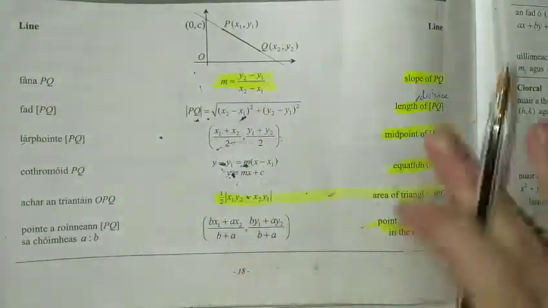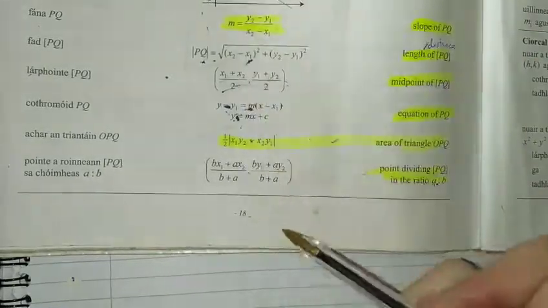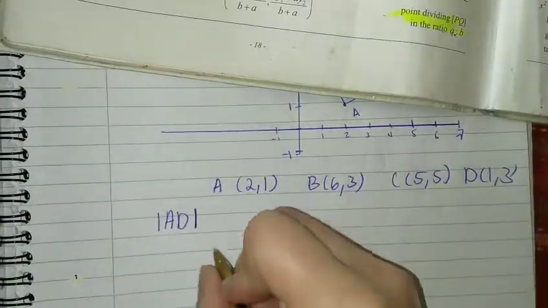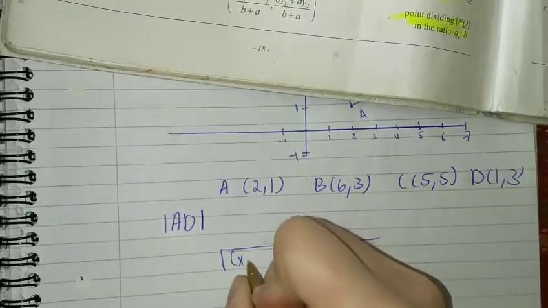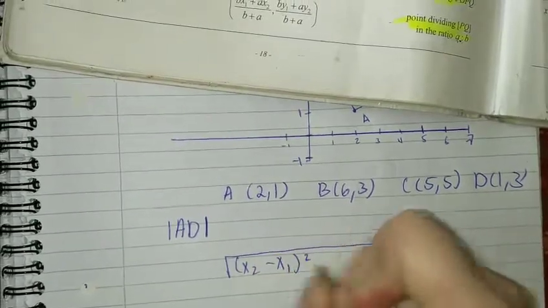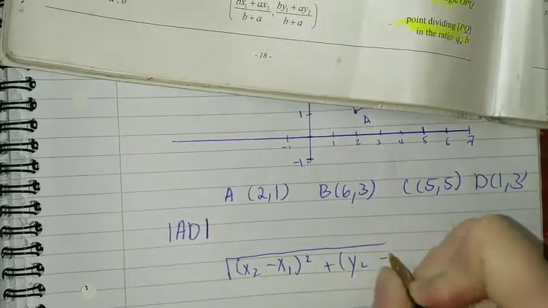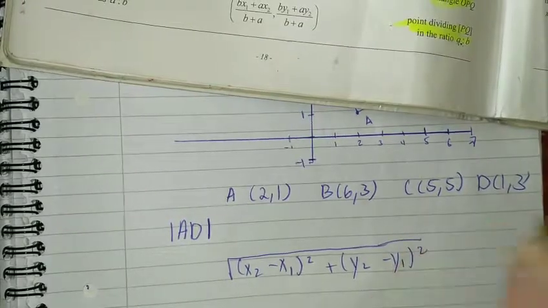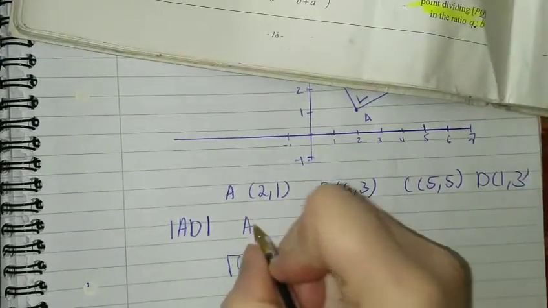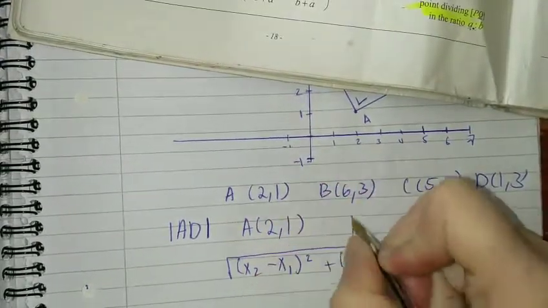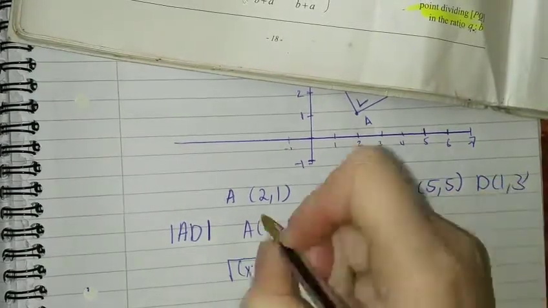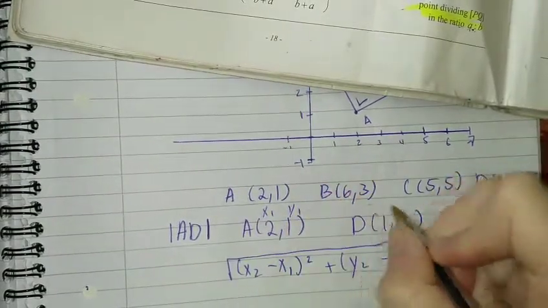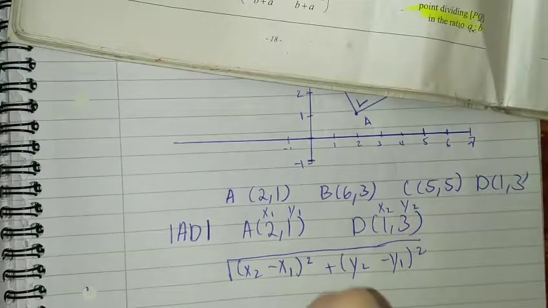So when I have AD within these lines like that, that means the distance from A to D. So if I'm to get the distance from A to D, I'm going to have to use my distance formula, which is here on page 18 of our log tables. So it's the square root of (x2 minus x1) squared plus (y2 minus y1) squared. So I have to label A and D.